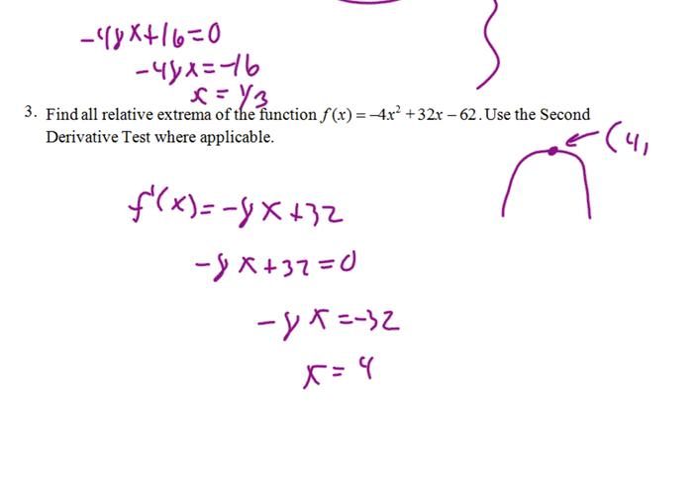So it's going to be 4, and basically we just need to find the y value. Well, it's not 0 though. We know how to find the y value if we have the x. We just plug in 4 back into our function. So what's f of 4? Well, it's going to be negative 4 times 4 squared plus 32 times 4 minus 62, and that's just going to give us 2. Bam, and so that's what that represents. So our relative extrema is going to be at the point (4, 2).